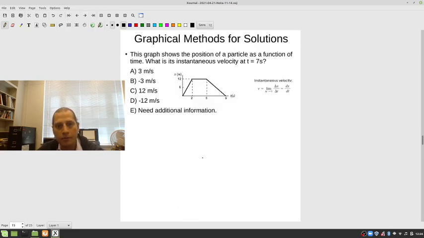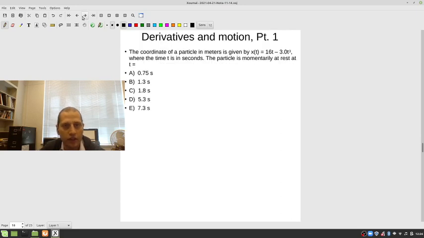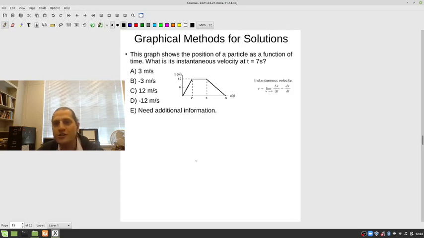Now for the last one in this section, is it the last? No, it's not. Just kidding. For a transitional one in this section, let's look at the graphical methods for solution. If you have a position versus time graph, how do you find the velocity? Well, remember, here's x, v equals dx/dt. We're looking for velocity, so what is this in terms of the graph? This is the slope. So if you have a position versus time graph, we're looking for the slope. What is the instantaneous velocity at 7 seconds?